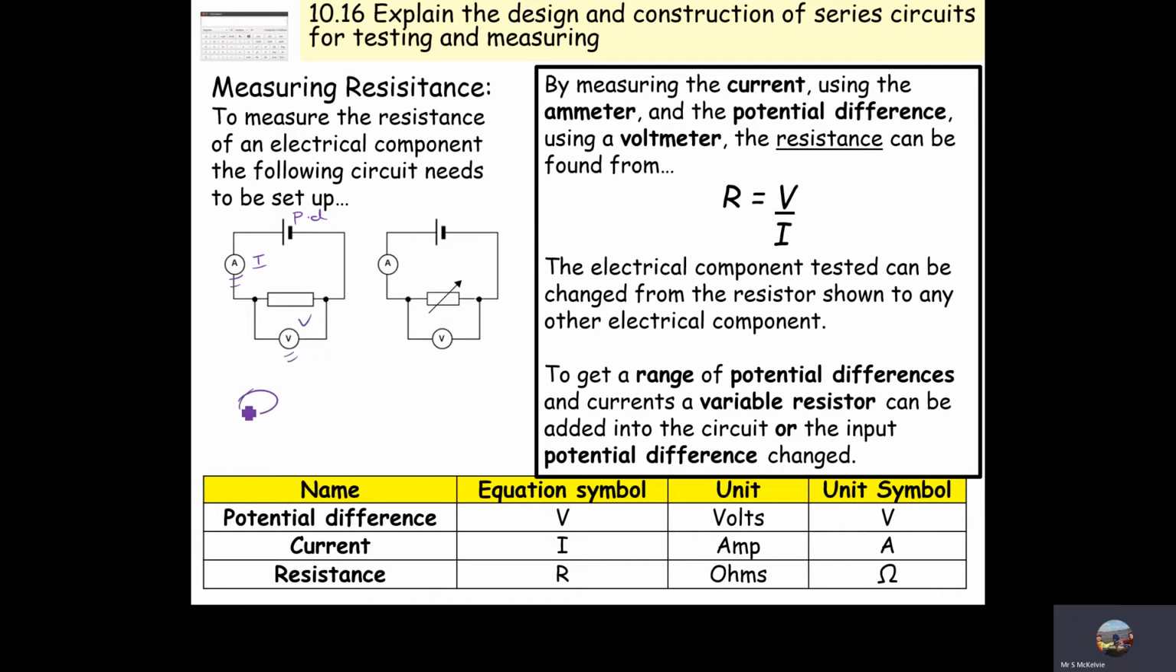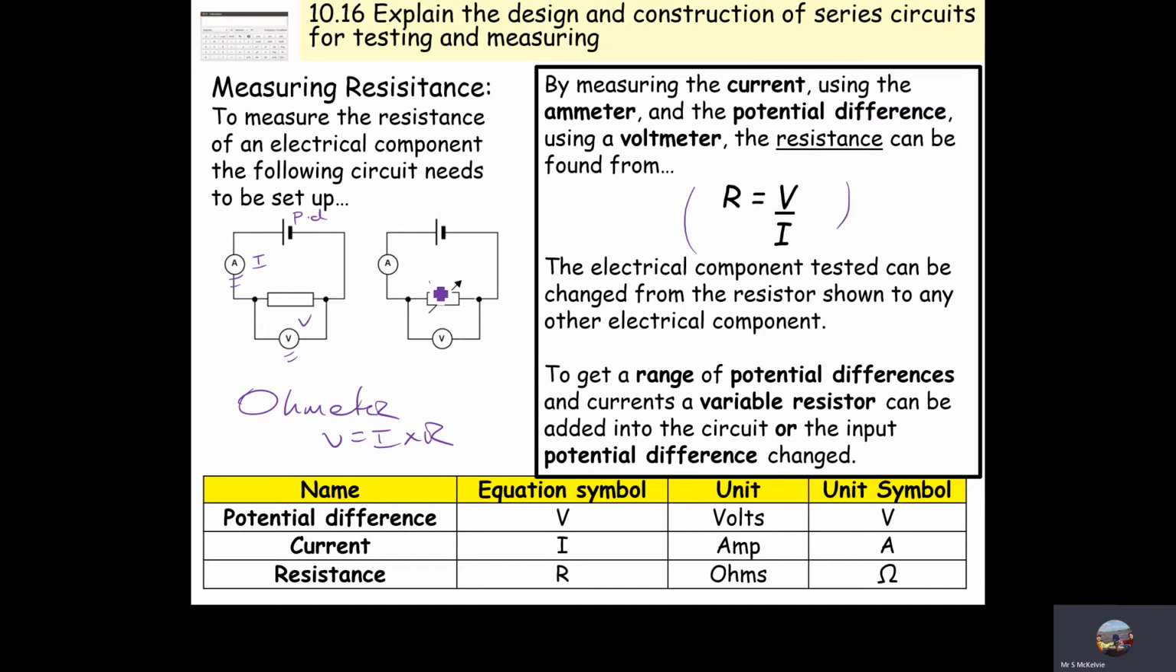Now, you can use something called an ohm meter to find resistance, but they're quite expensive, so we don't do that at school. Instead, what we do is we measure the voltage and the current, and then we use the equation V equals I times R to find the resistance. So we measure the current and the voltage with an ammeter and voltmeter respectively. We use this equation, R equals V over I.